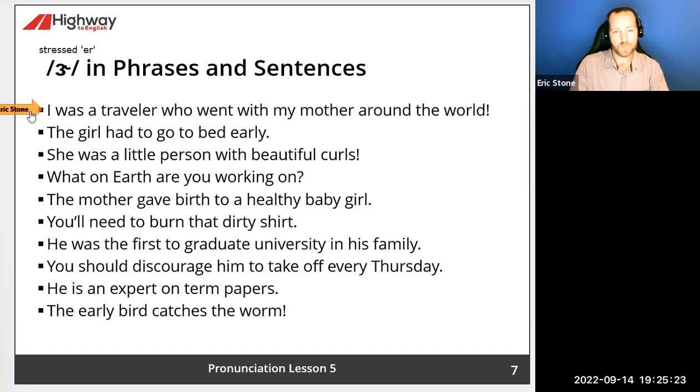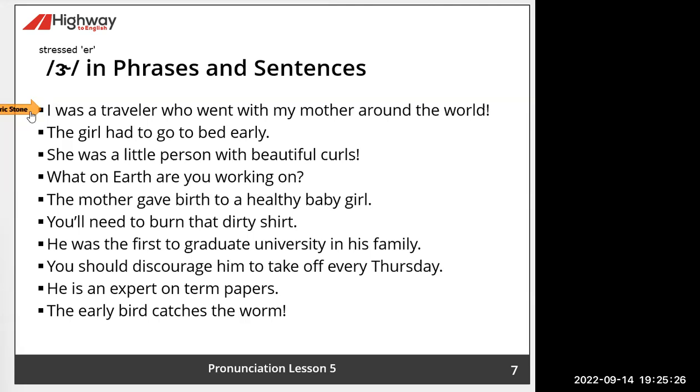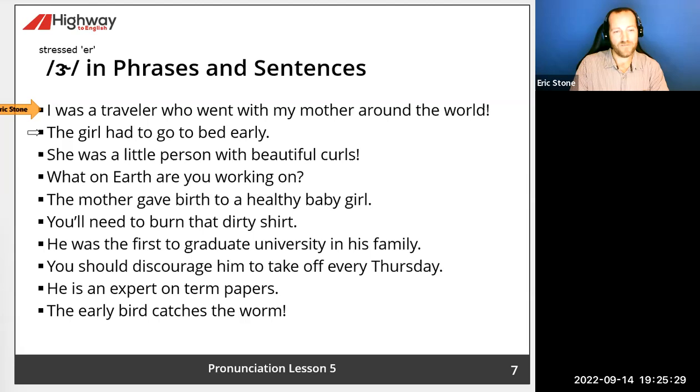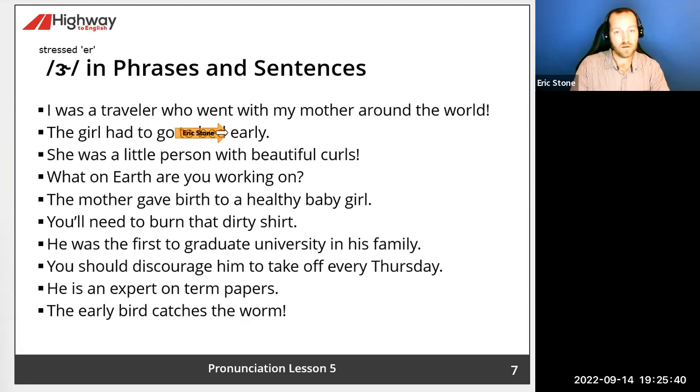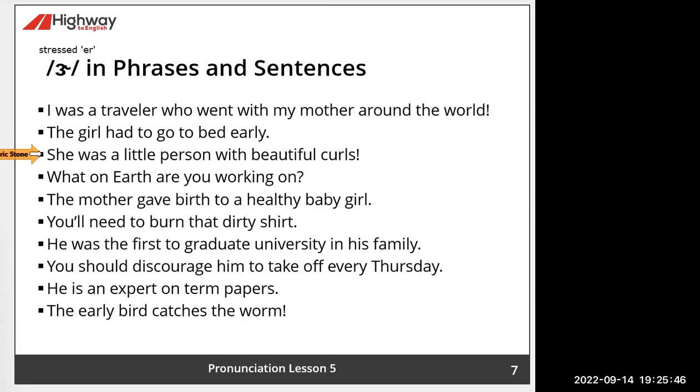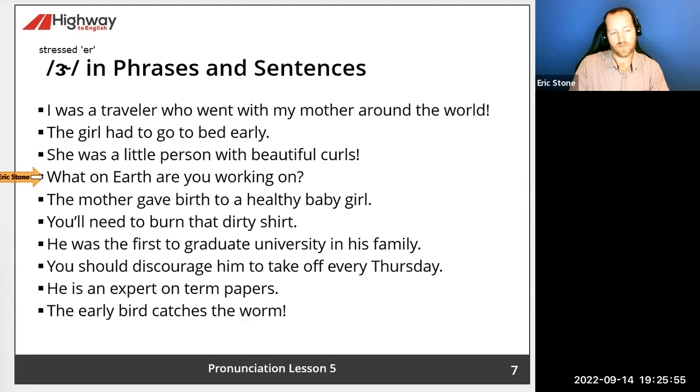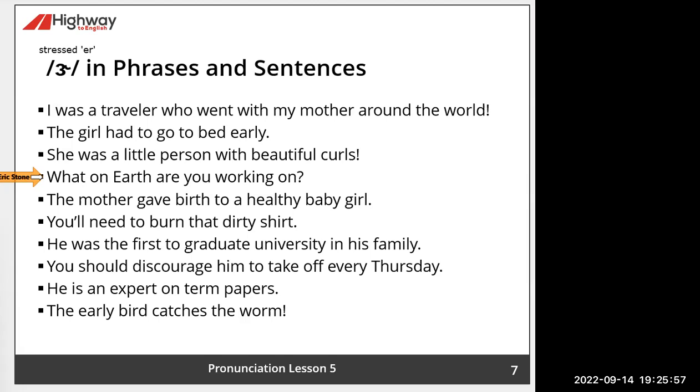Number one. I was a traveler who went with my mother around the world. Zahur? The girl had to go to bed early. No, just early. She was a little person with beautiful curls. Go ahead, Zahur. Okay. What on earth are you working on? The mother gave birth to a healthy baby girl.